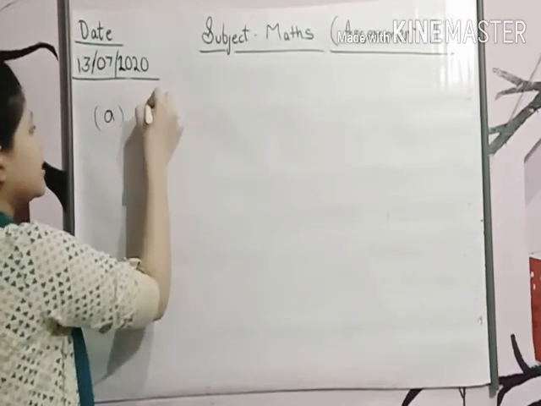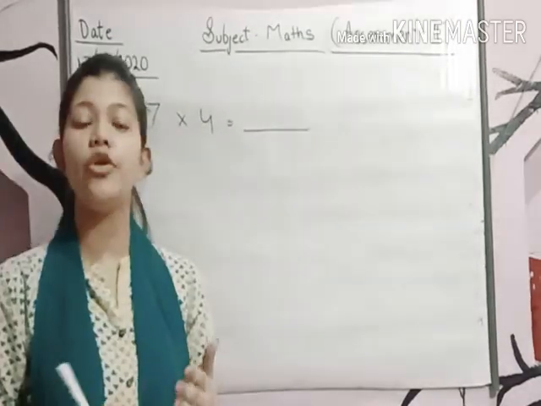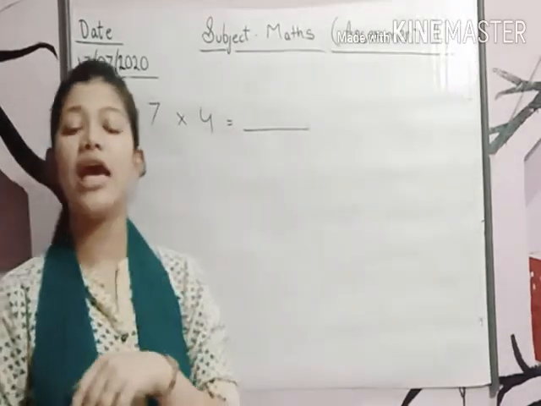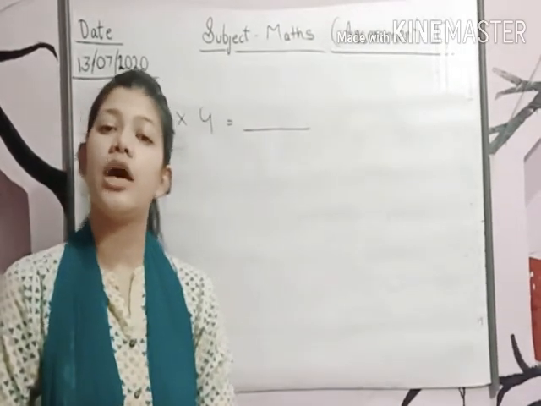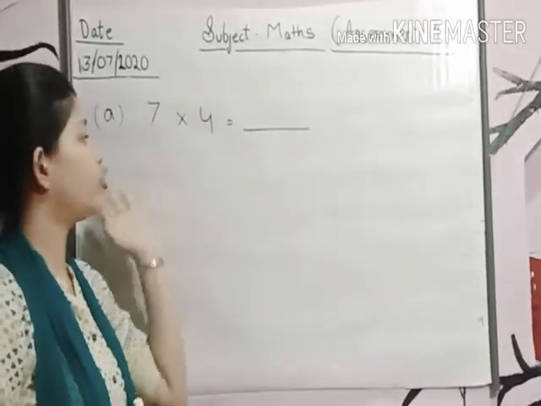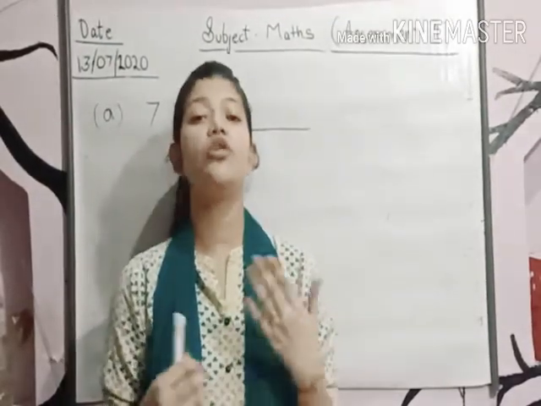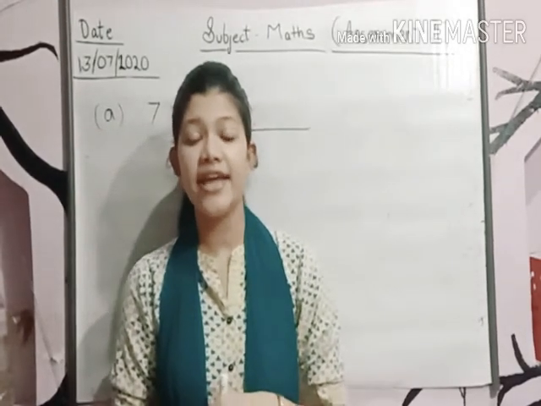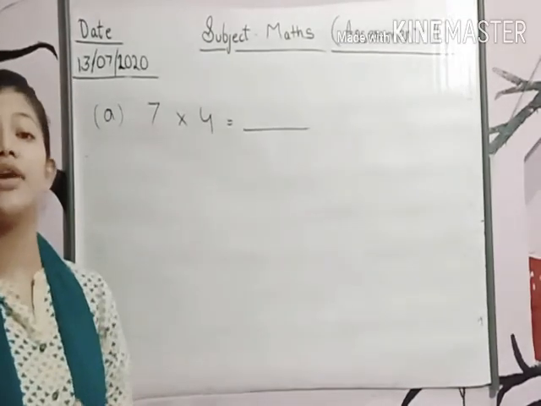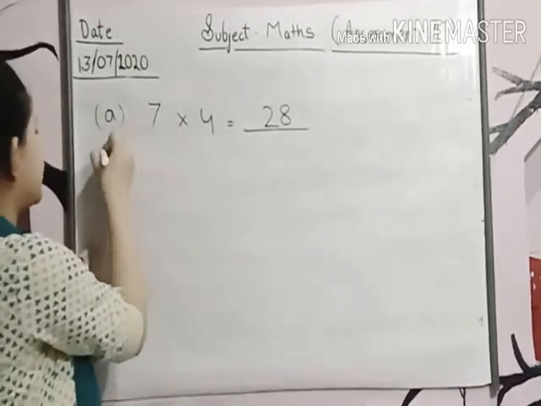A. 7 into 4 is equal to dash. So students, if you know the tables, then only you will be able to solve 7 into 4. Otherwise you have to write the first factor, then the second factor, then draw 7 groups, then draw 4 items in each group, and only then will you be able to find the product. That's why learning tables is a must. So 7 into 4 is equal to 28. Clear? Next one.